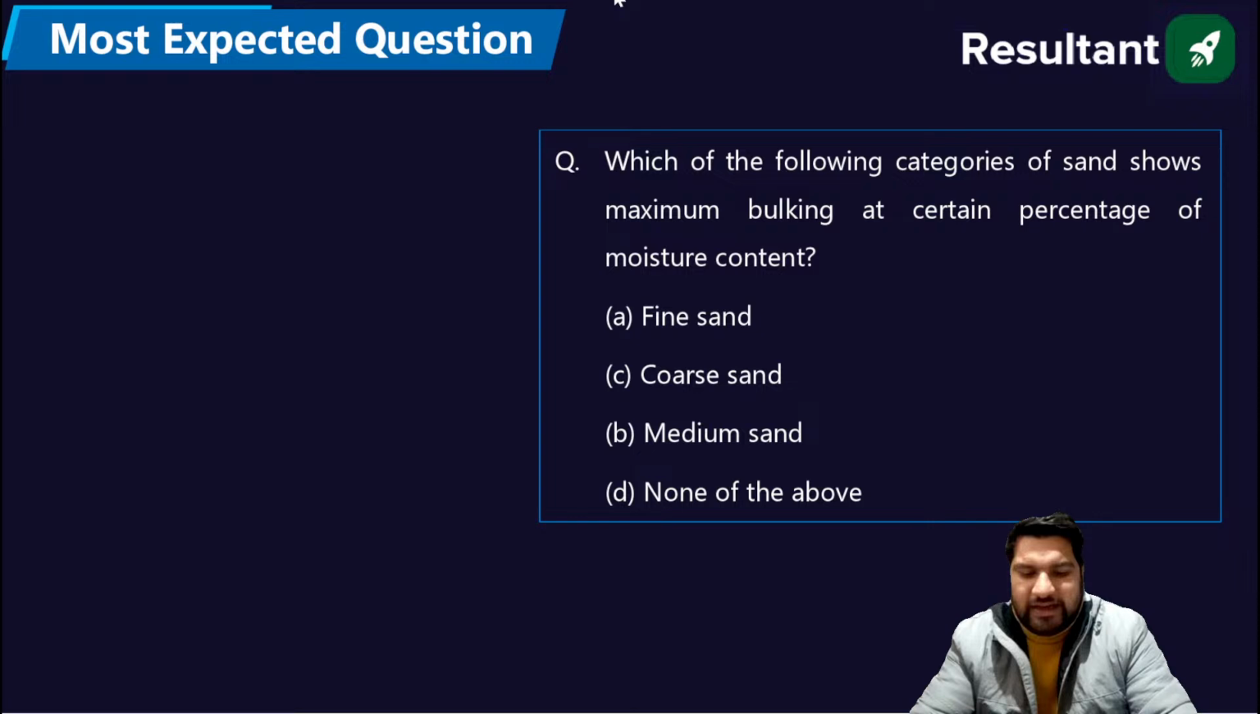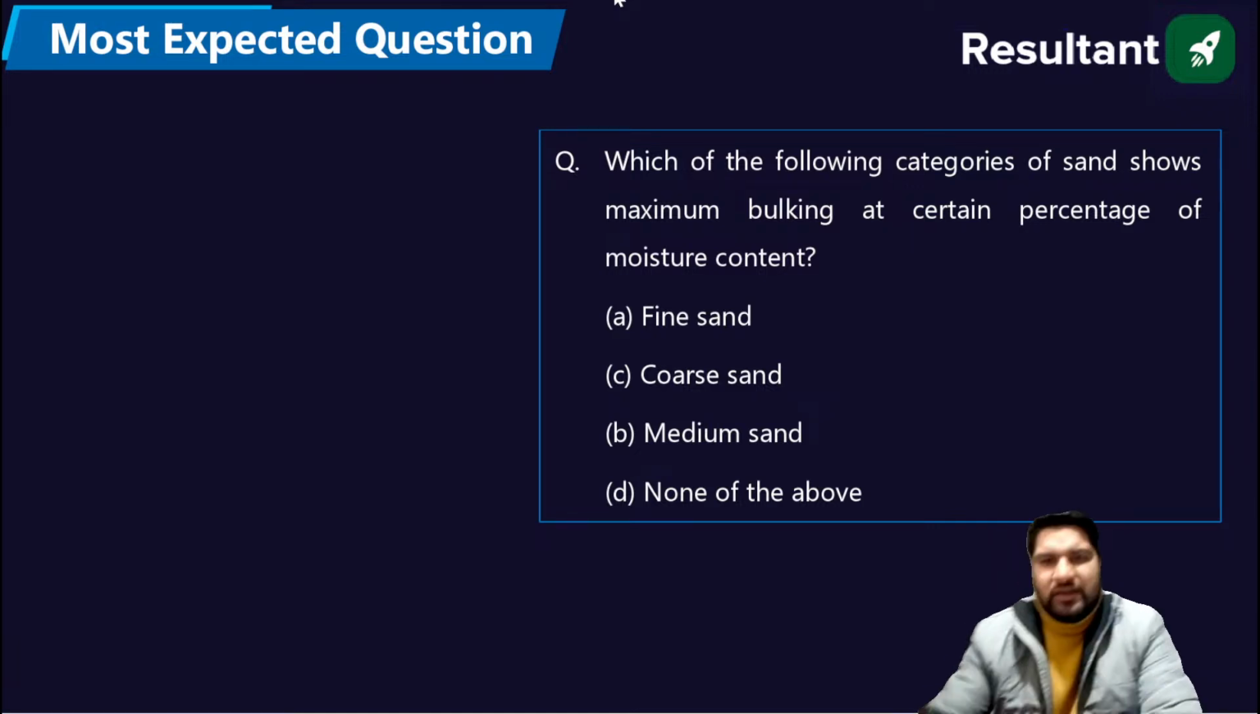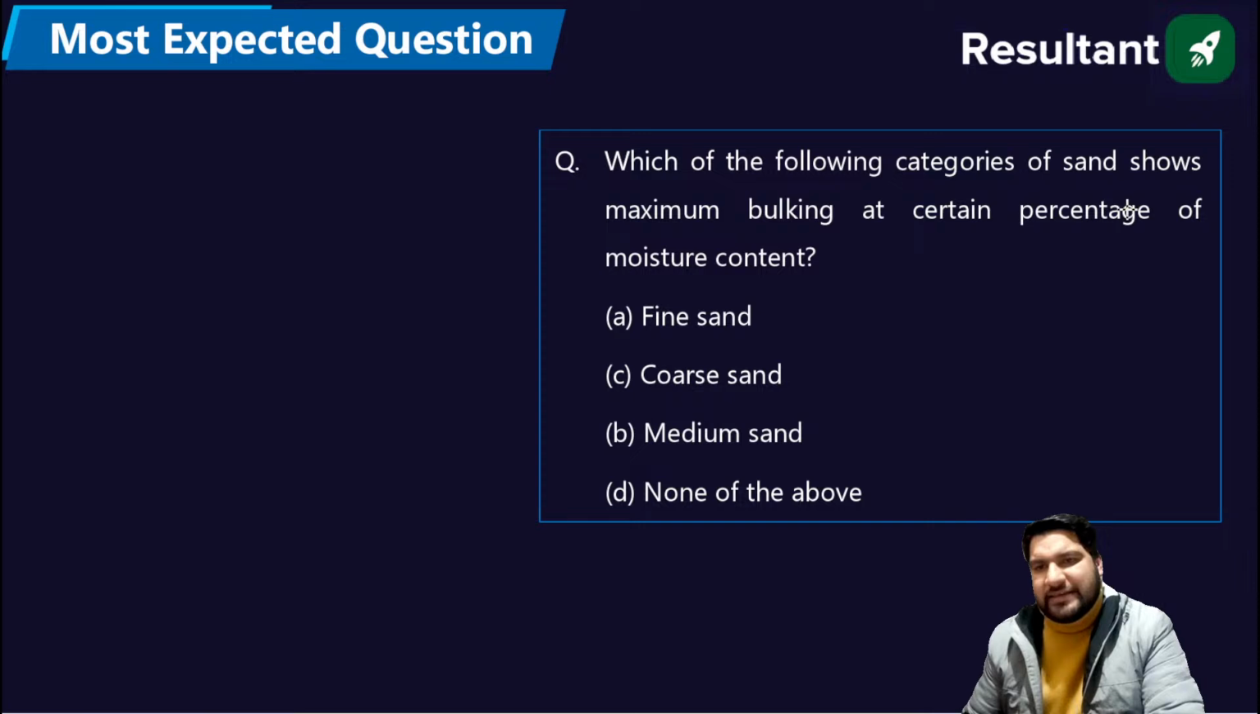So write down the answer now. What is bulking? Bulking is the increase in the volume of the sand by the moisture. Okay, so A is the answer. Himanshu is providing A as the answer. So which of the following categories of sand shows the maximum bulking?